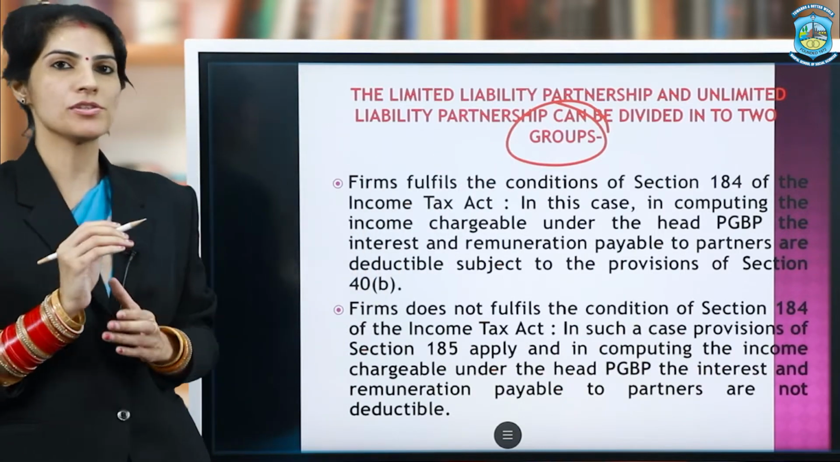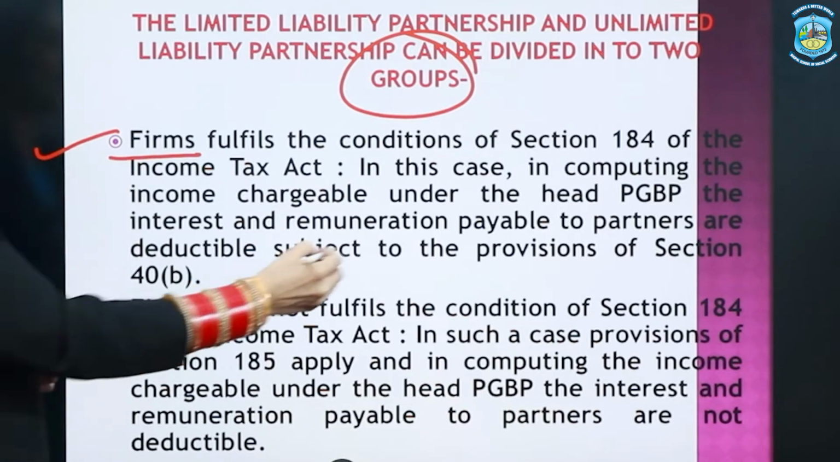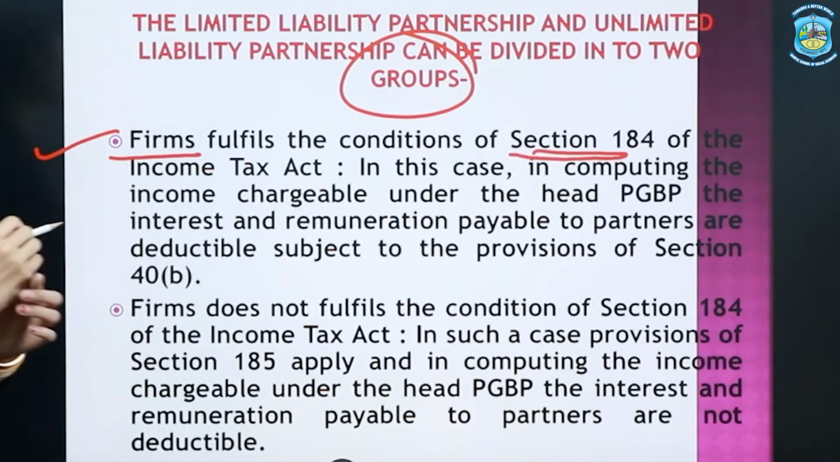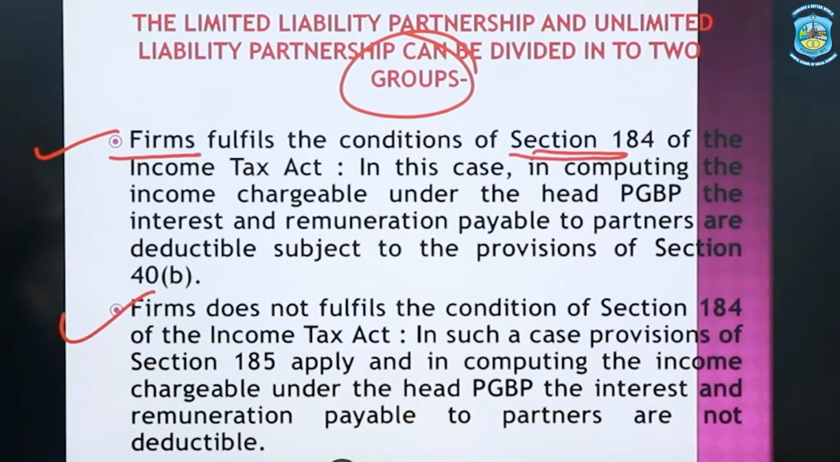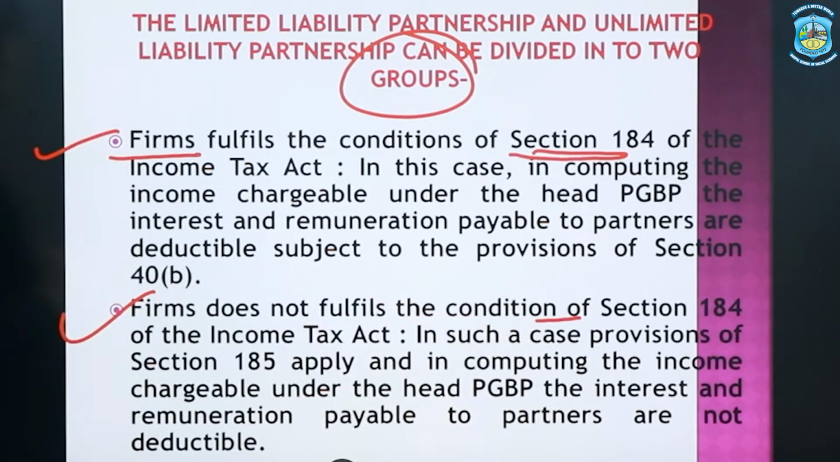These groups are most important. The first group is that when a partnership firm is fulfilling the conditions under Section 184. And the second group is that when a partnership firm is not fulfilling the conditions under Section 184.